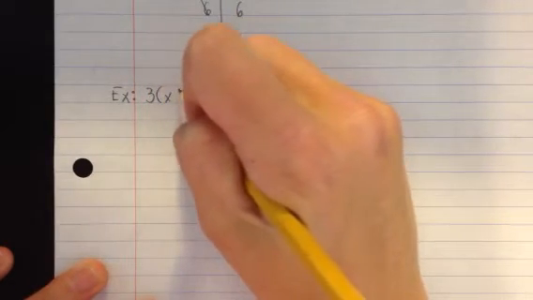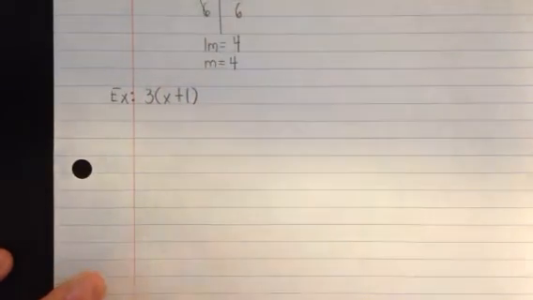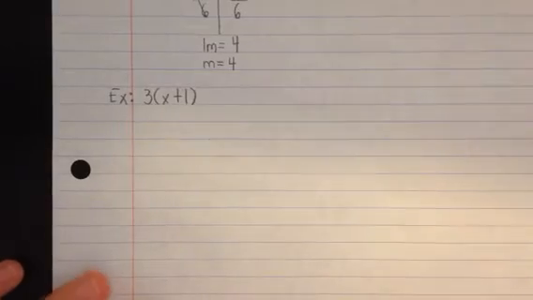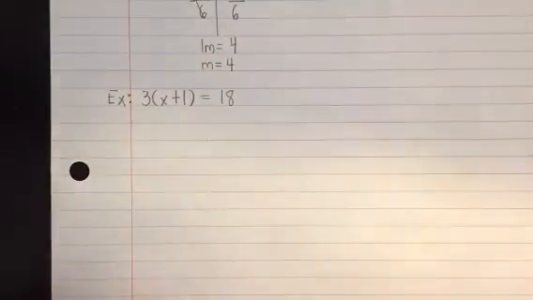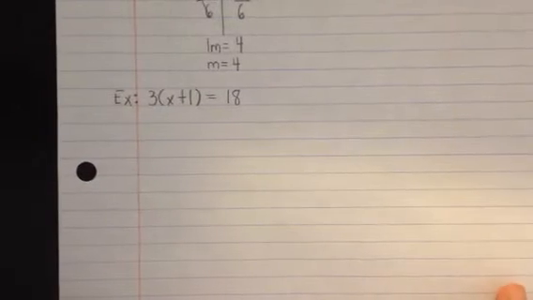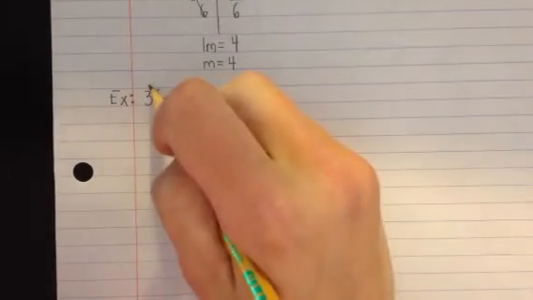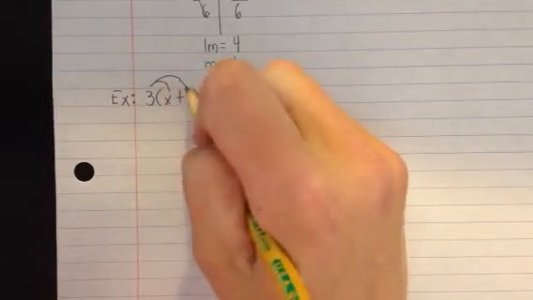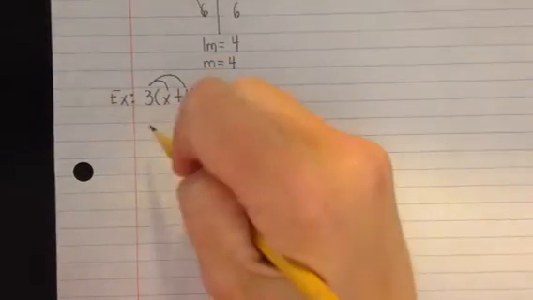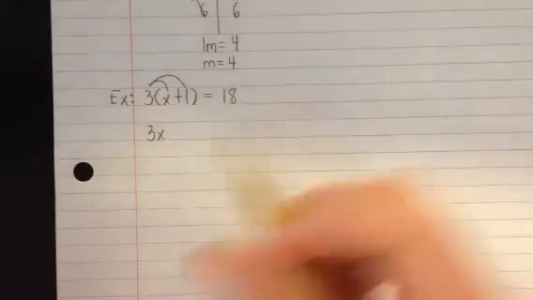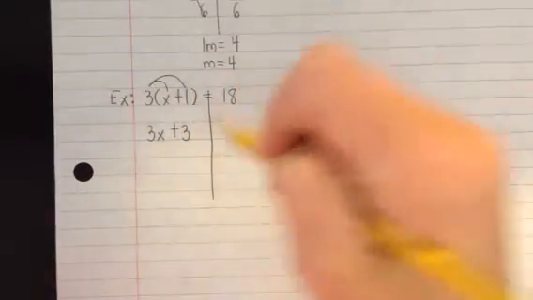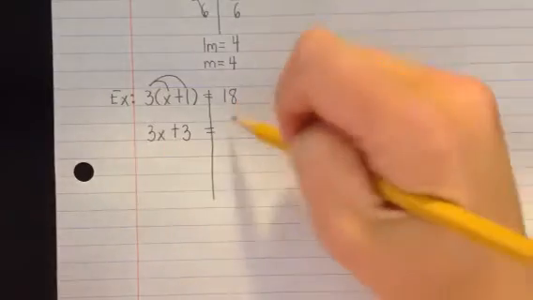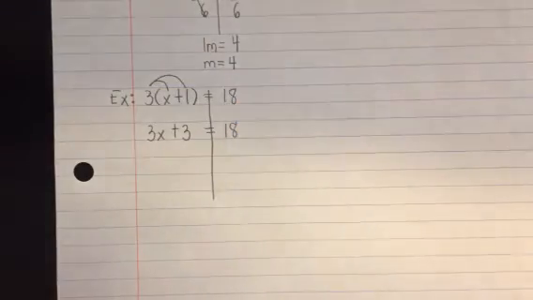If you have something like 3 quantity x plus 1 equals 18, in this situation, first we need to simplify the left-hand side. So we need to distribute that 3 onto the inside. We would get 3x plus 3 when we multiply through. I'm going to draw my line. Equals 18. We didn't do anything to the right.